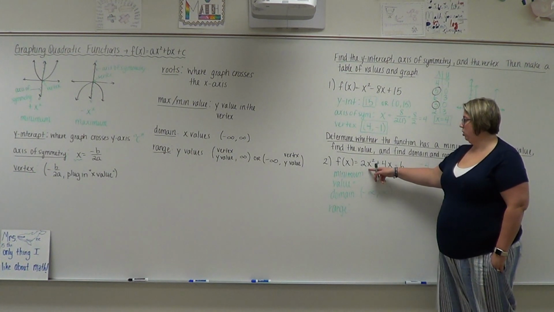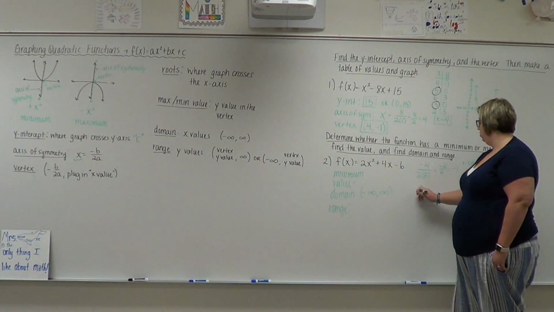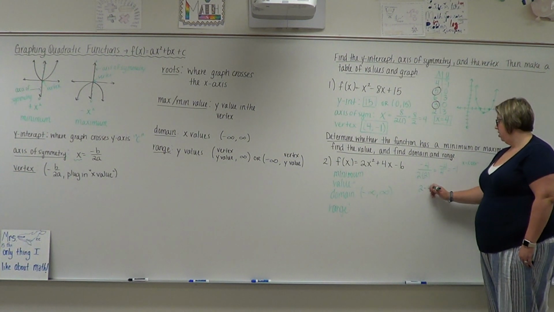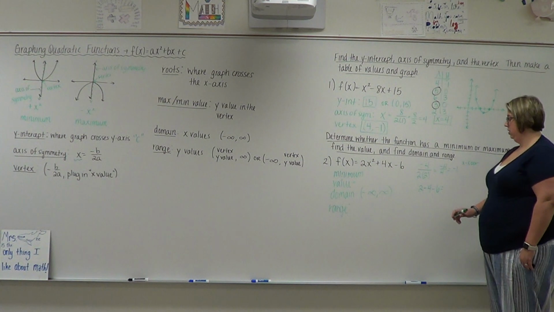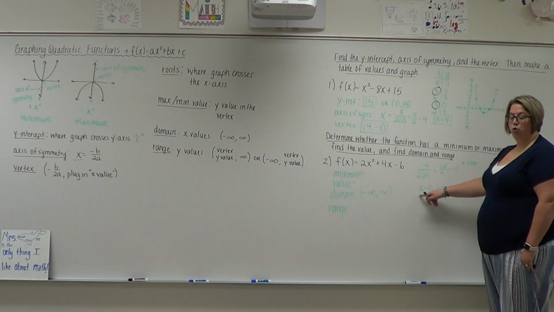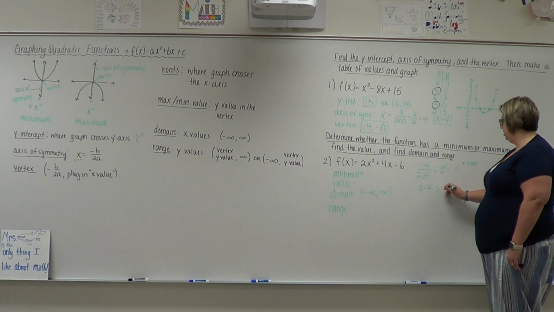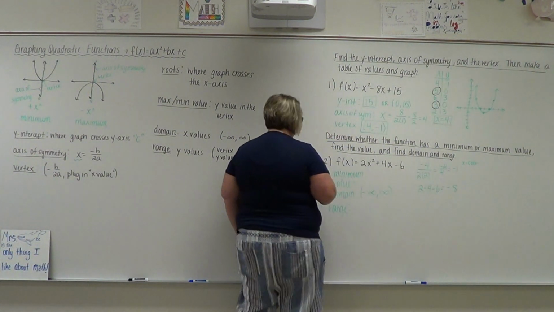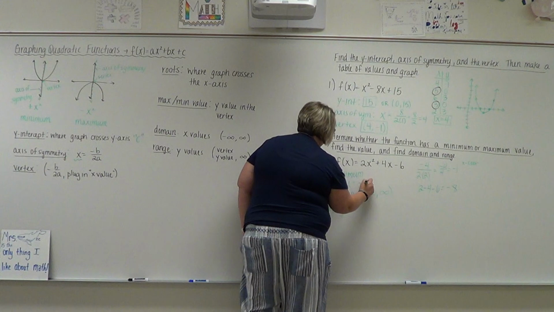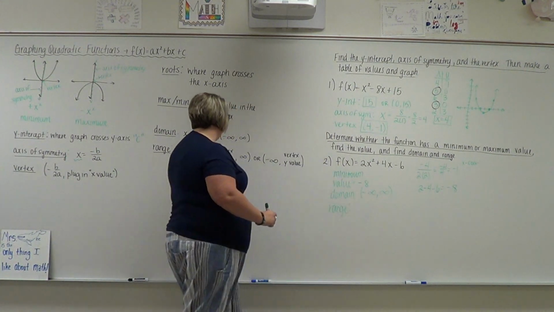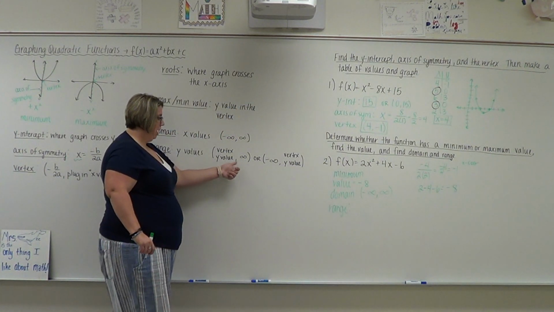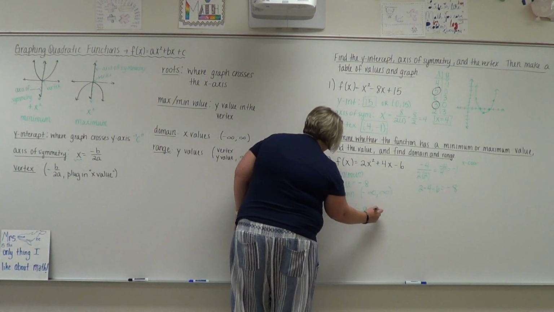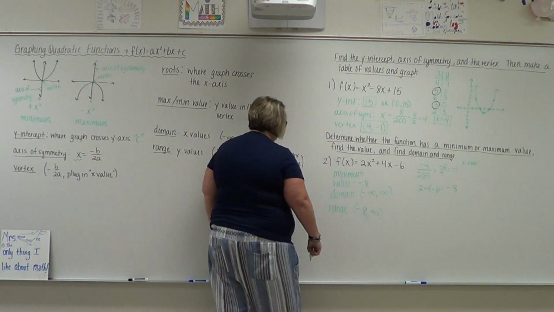To find the y, you have to plug that in. So negative 1 squared is 1 times 2 is 2. 4 times negative 1 is negative 4. Minus 6. Well, 2 minus 4 is negative 2. Minus 6 is negative 8. So my y value, or my value of this minimum, is negative 8. Which means my range is from the y value to infinity. So my range is from -8 to infinity.